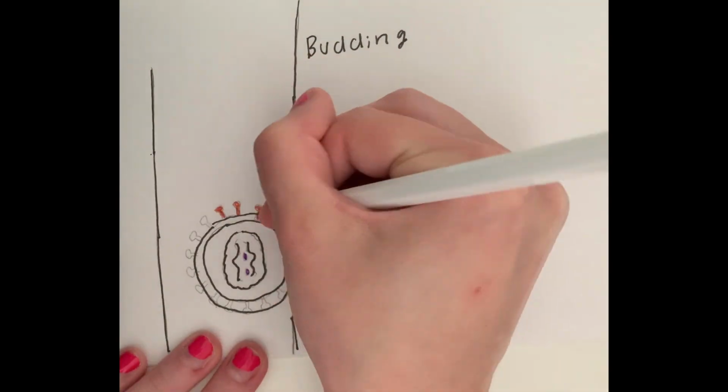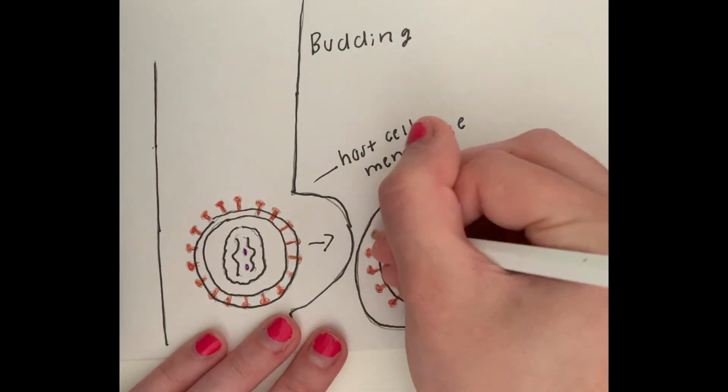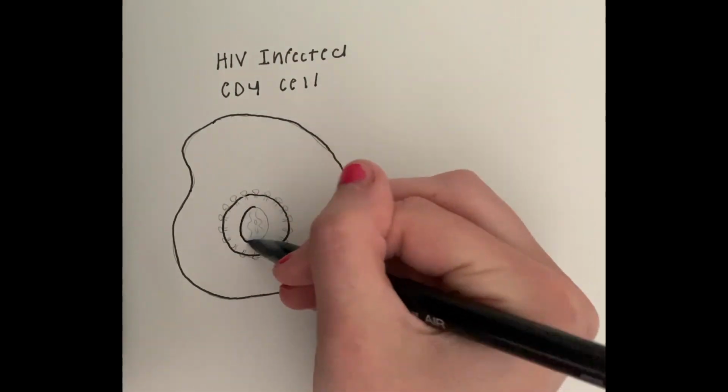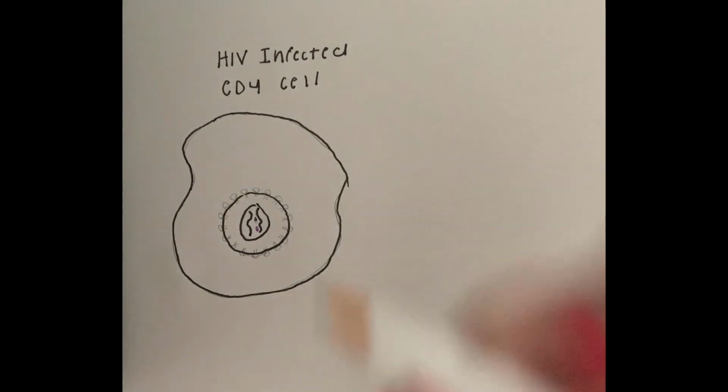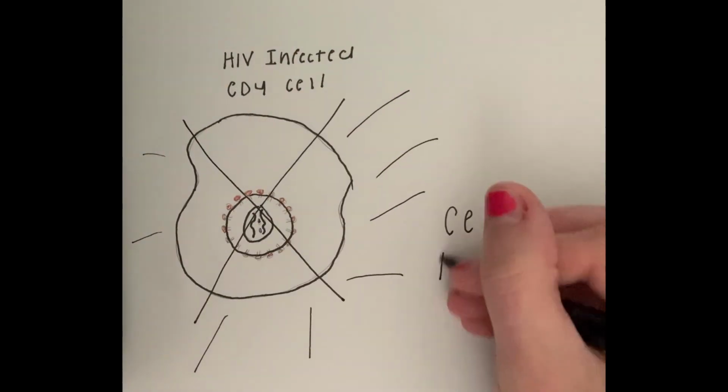HIV uses the process of budding to infect other CD4 T cells. Eventually, the CD4 cells will lyse and the immune system will not be able to mount a sufficient response to fight off HIV because so many CD4 T cells are dying.